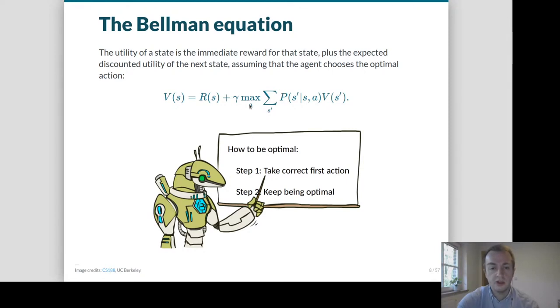And so basically from this, we saw that to be optimal, what you had to do is first to take the correct action, the optimal action, and then from there on to keep being optimal. This is what this equation is recursively saying: first you should take the optimal action to reach the next state, so the one for which the expected utility is maximum. And then, as you can see already from this equation, V of S prime is itself defined recursively from this equation. And so therefore, we would have to keep being optimal when we want to evaluate this V value.